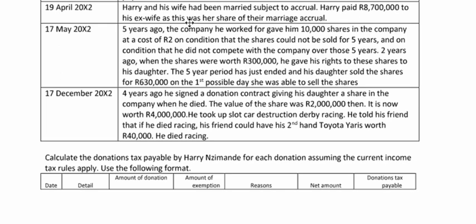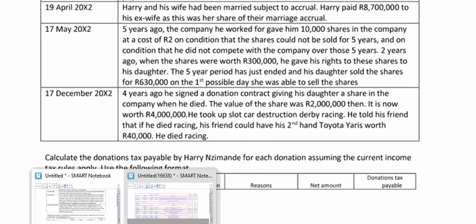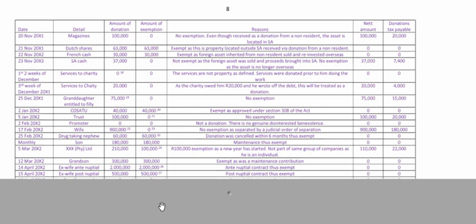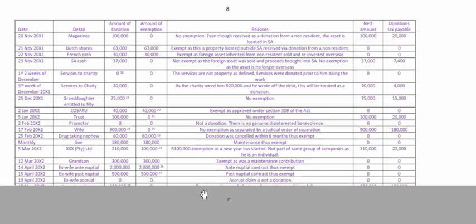It says Harry and his wife have been married subject to accrual. Harry paid 8.7 million to his ex-wife as this was her share of the marriage accrual. This is subject to the law of matrimonial property. This is not a donation. It's an order. It is not treated as a donation, so there's no donation for that in terms of a divorce settlement.